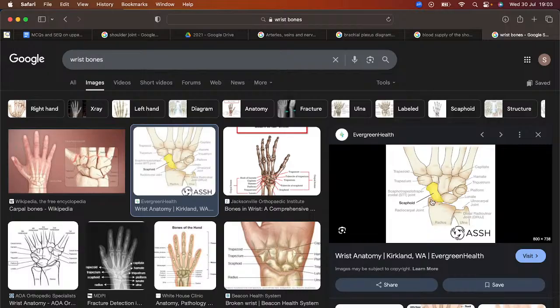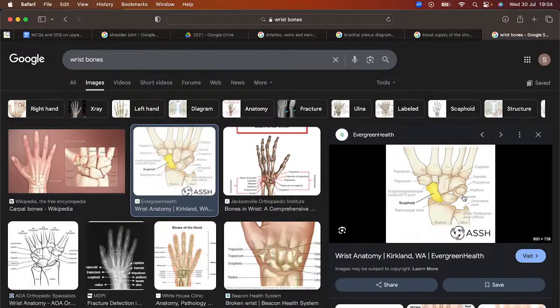Then you have to show the proximal row, and you can show also the distal row, but at least the proximal row needs to be there. So you need to have the scaphoid, the lunate, the triquetrum, and the pisiform. The pisiform on top of the triquetrum, like that. They should be connected to the radius, because as you might remember, there is no connection between the ulna and the proximal row of carpal bones.